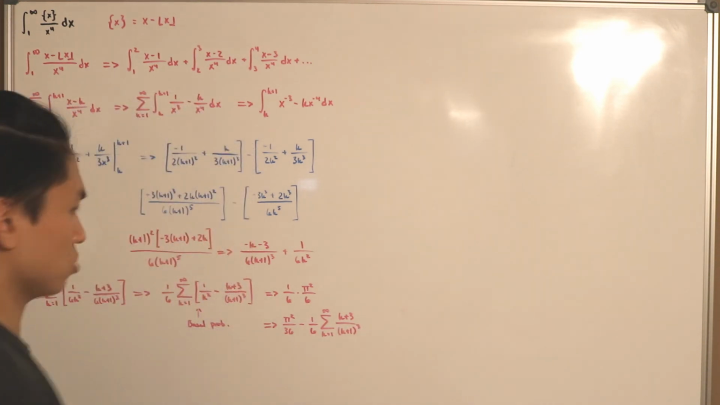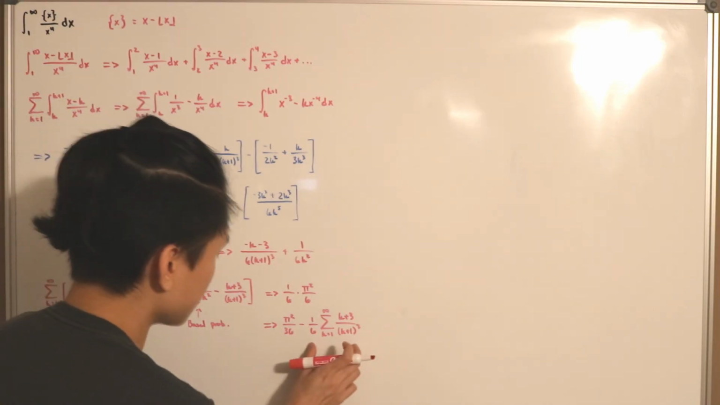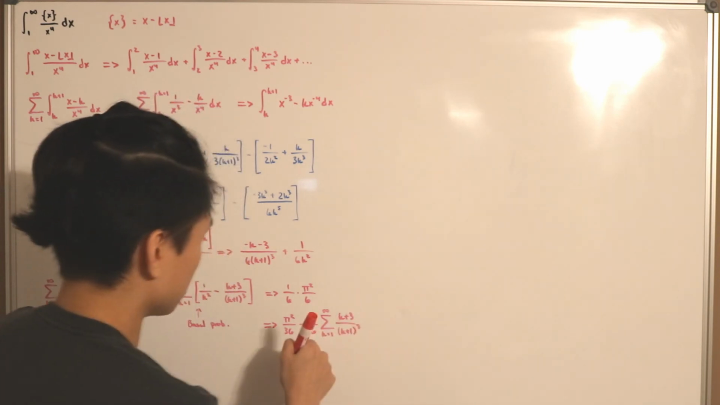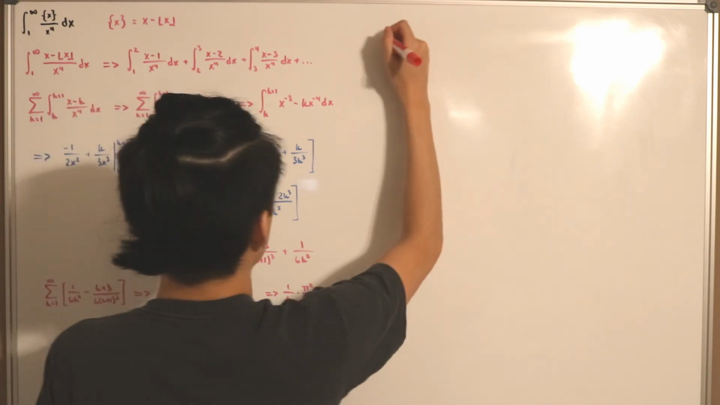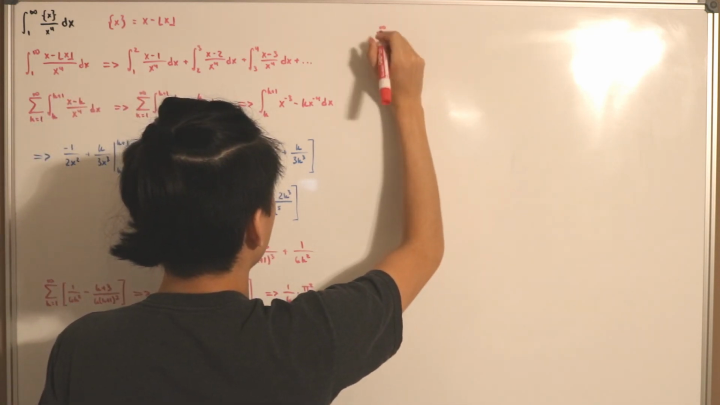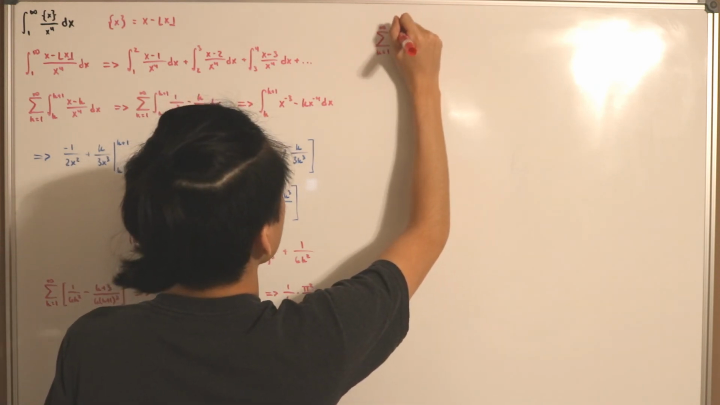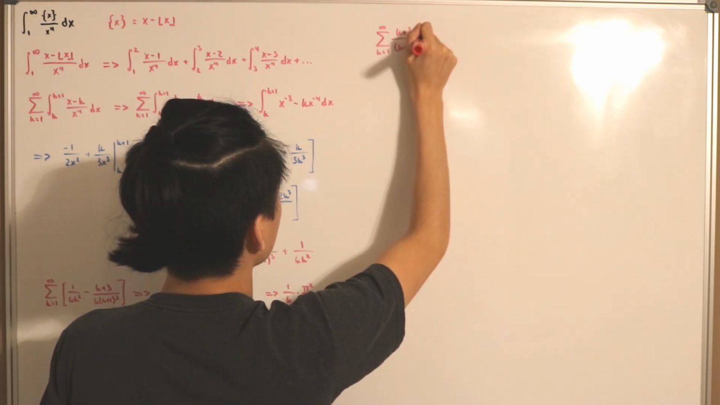Alright, cool. So far, that's awesome. Now that we have that, let's focus on evaluating this summation. Let's ignore the 1 over 6 and focus on the series. So what's left to calculate is the series from k equals 1 to infinity of (k plus 3) divided by (k plus 1) cubed.